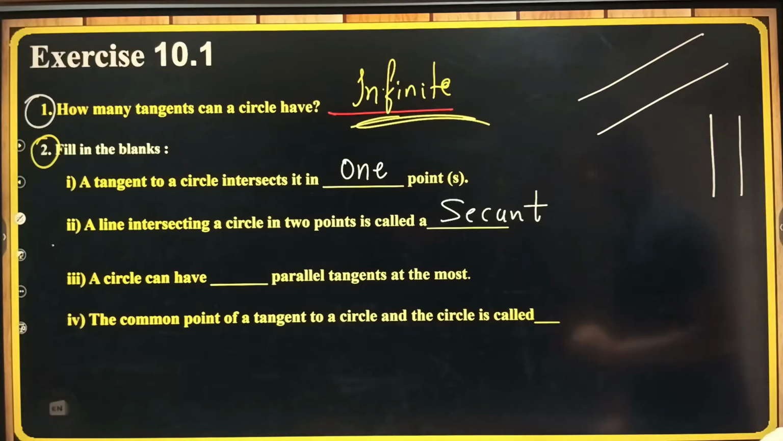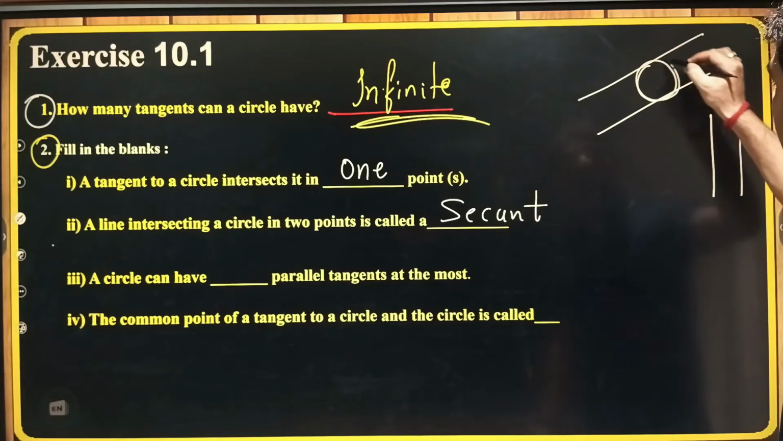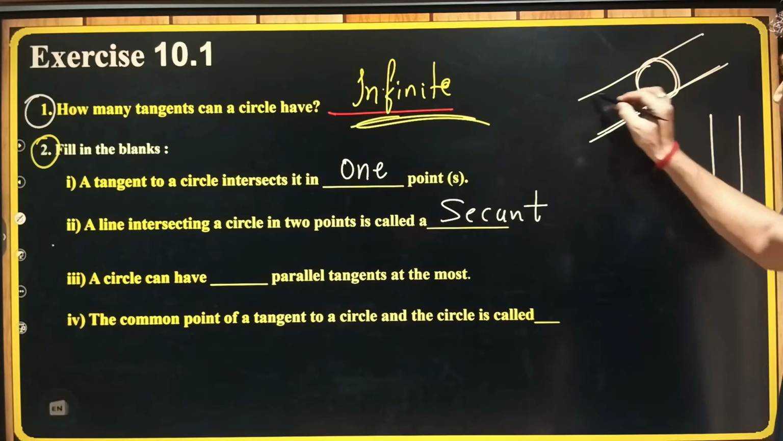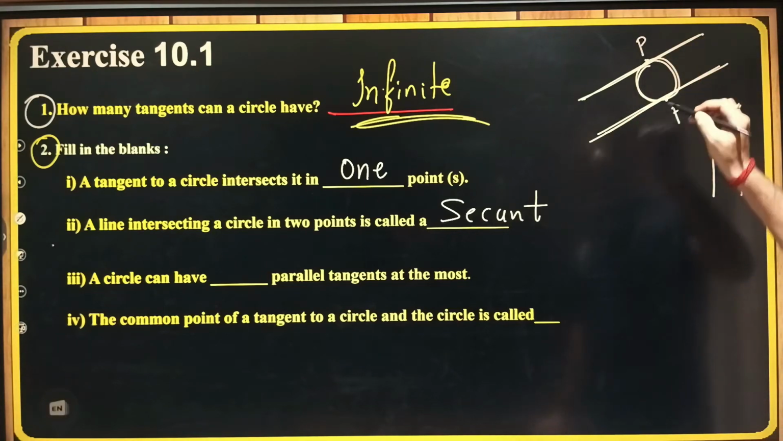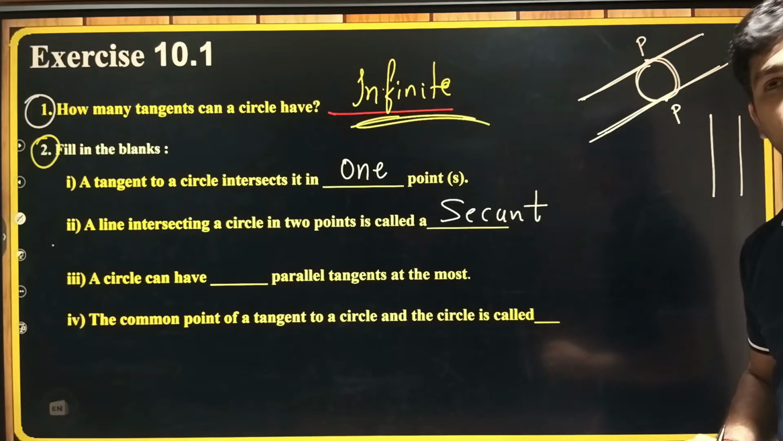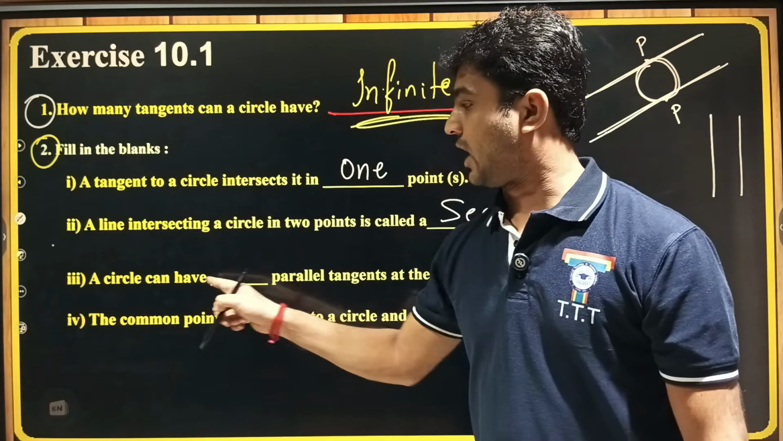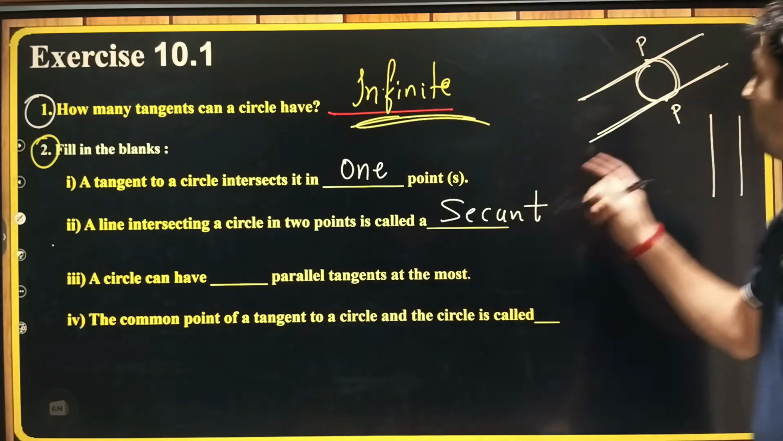Correct? So in this case, now if I draw a circle here, I can draw a circle now. And here there is a tangent. I think this is also another tangent. These two are tangents because of the point P. Even this is also point P. I hope it's clear. Now read the statement: a circle can have dash parallel tangents at the most.